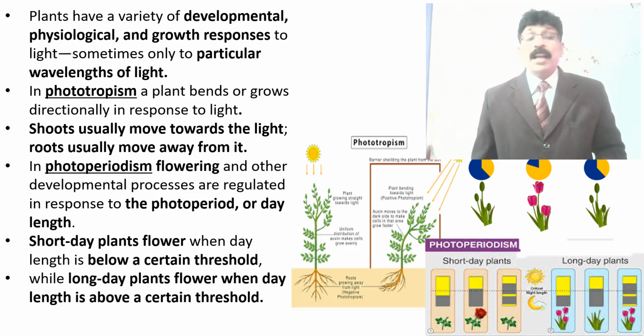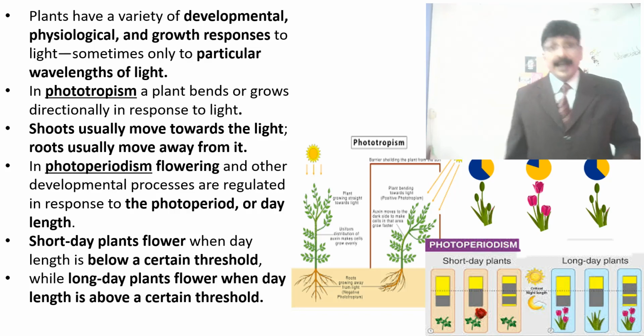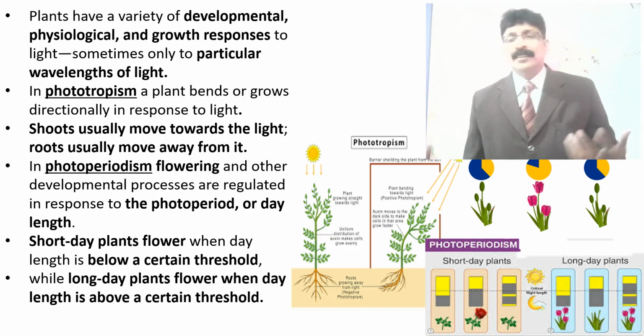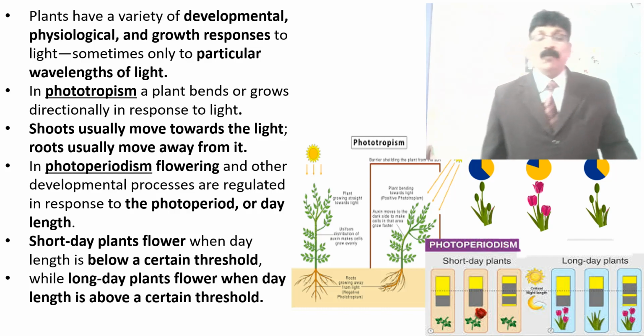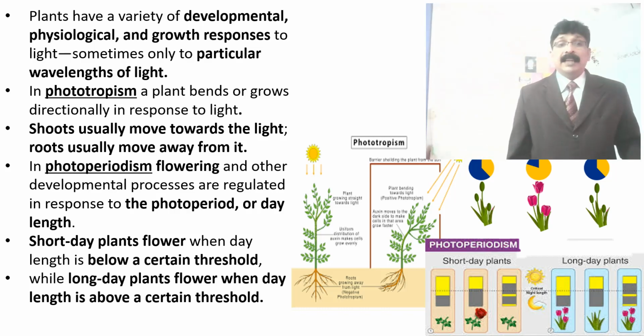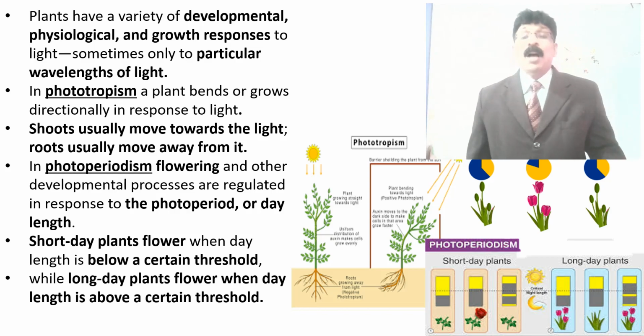So short day plants flower when day length is below a certain threshold, the word threshold plays the role, while long day plants flower when day length is above a certain threshold. The picture shows very clearly. So you should know these two words: phototropism and photoperiodism. One is flowering, another is about the shoot system and the root system and how they develop towards the light. Next, radiation, the type of radiation a plant receives.